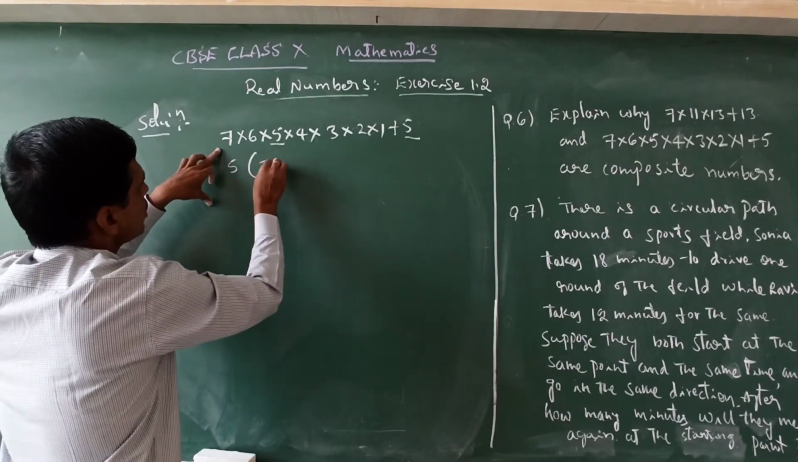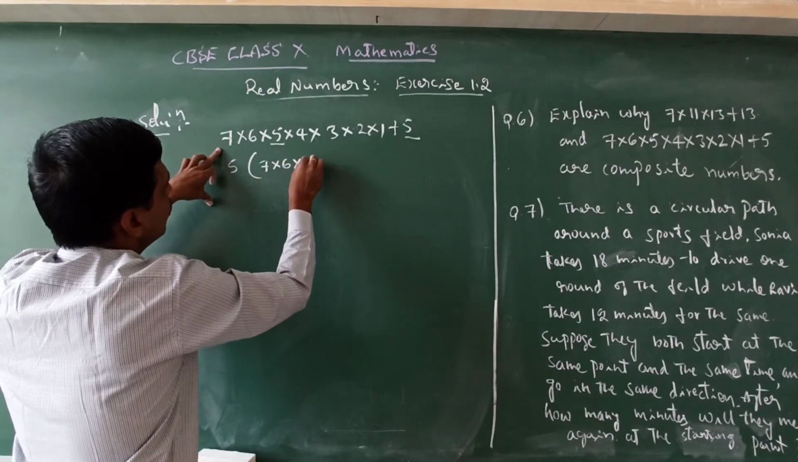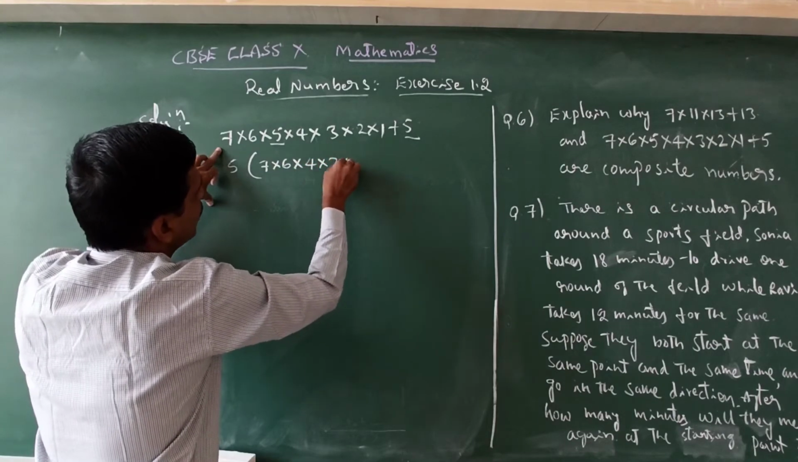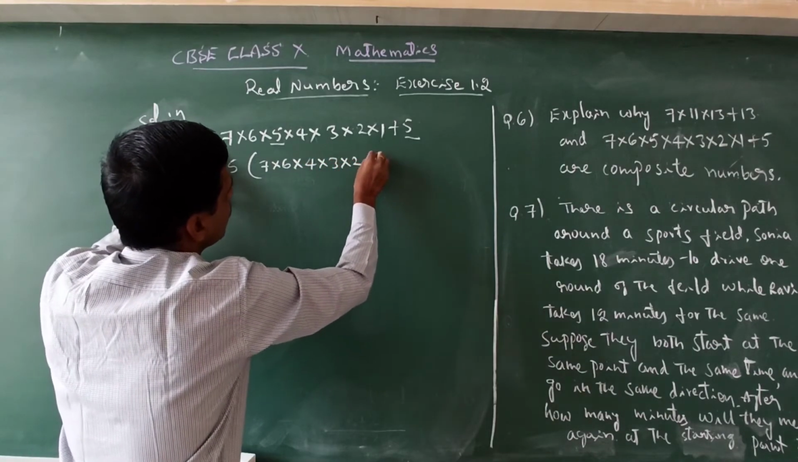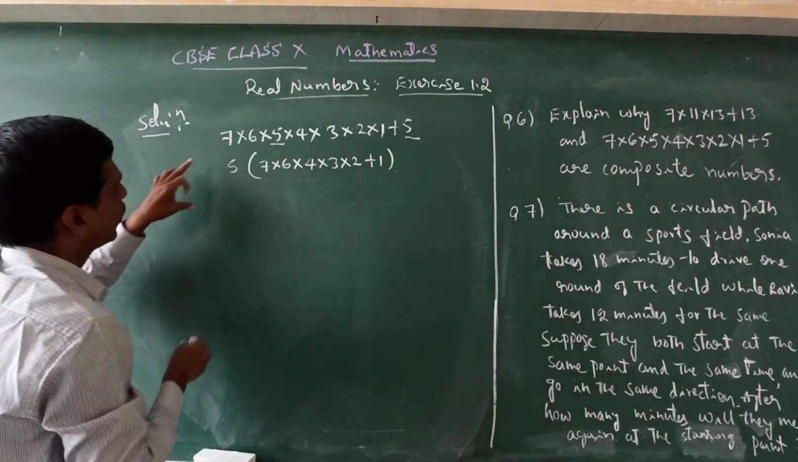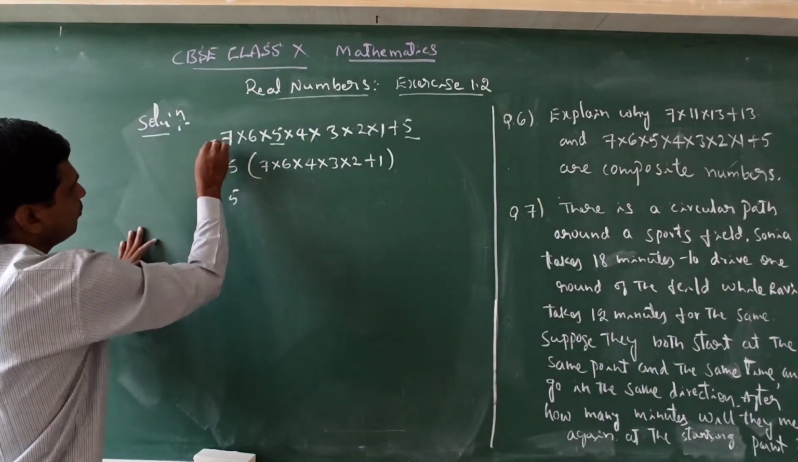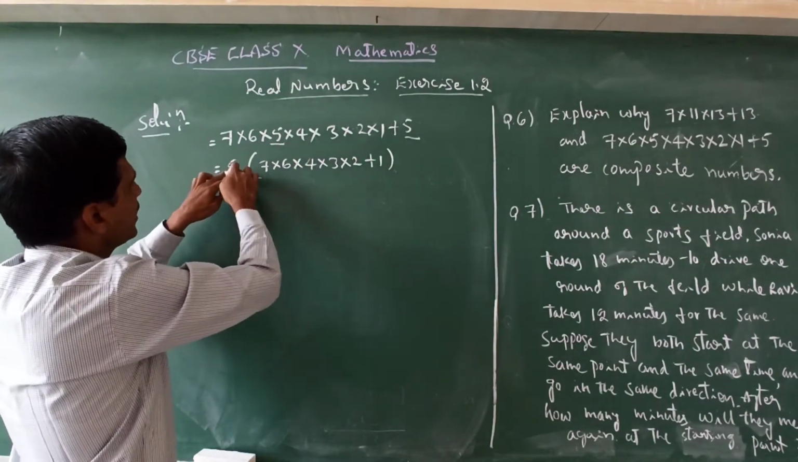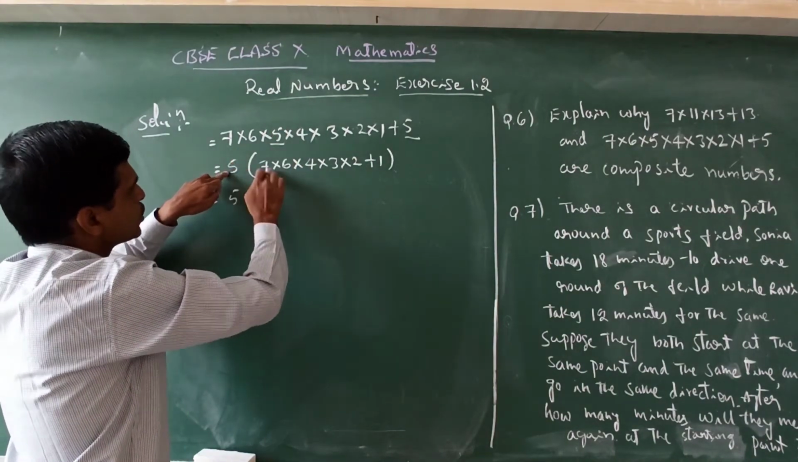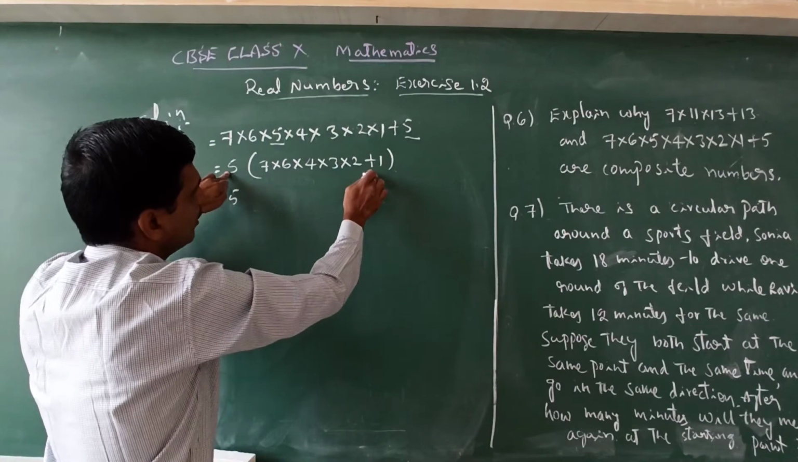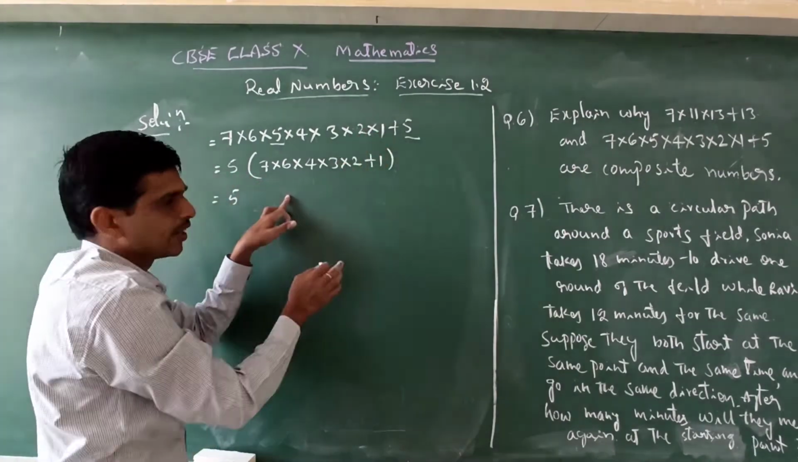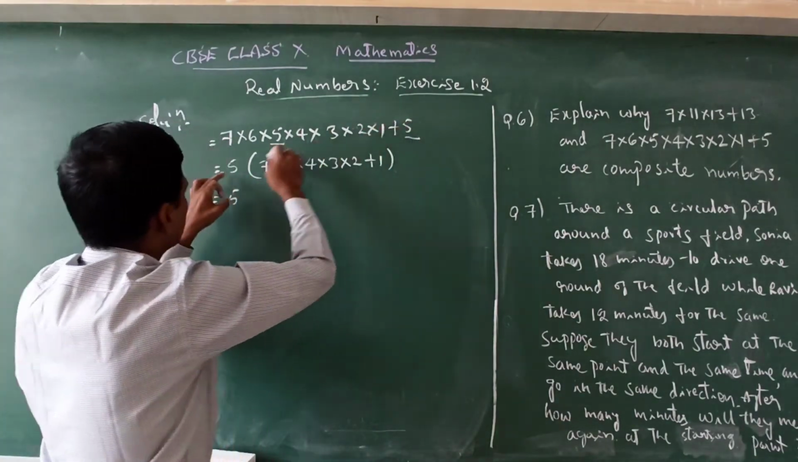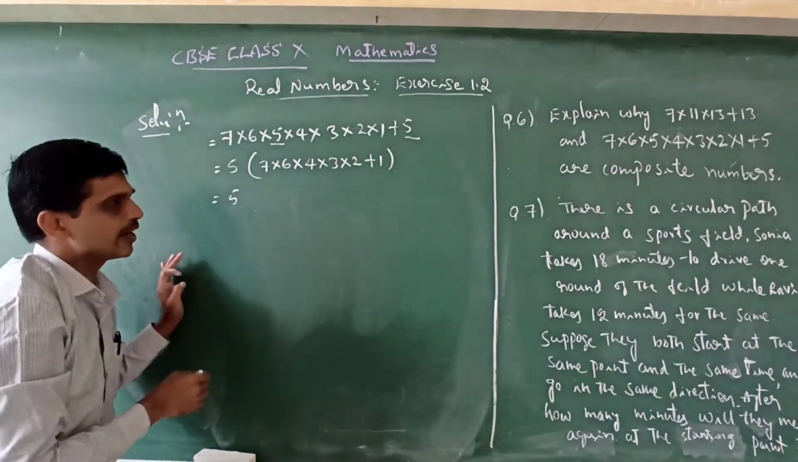Now 7 into 6 into 4 into 3 into 2 plus 1, with 5 into the bracket. Here 5 is common, so 5 cancels. So 7, 6, 4, 3, 2 and 1. Into 1 means we should neglect it. And plus 1, because it is divisible by 5, the remainder is 1. That is why it is equal to plus 1.